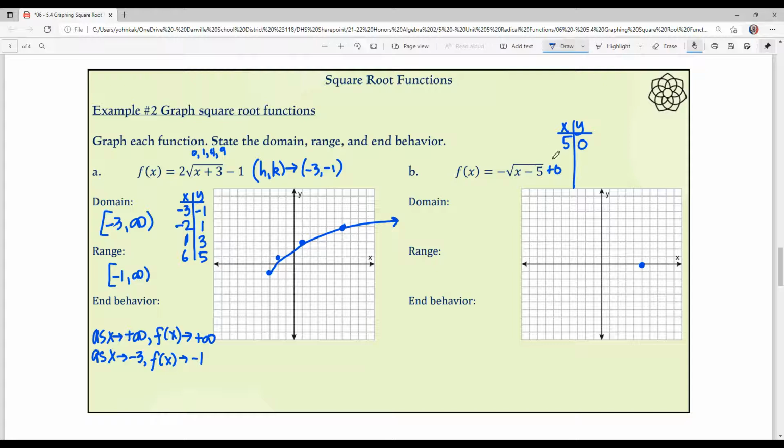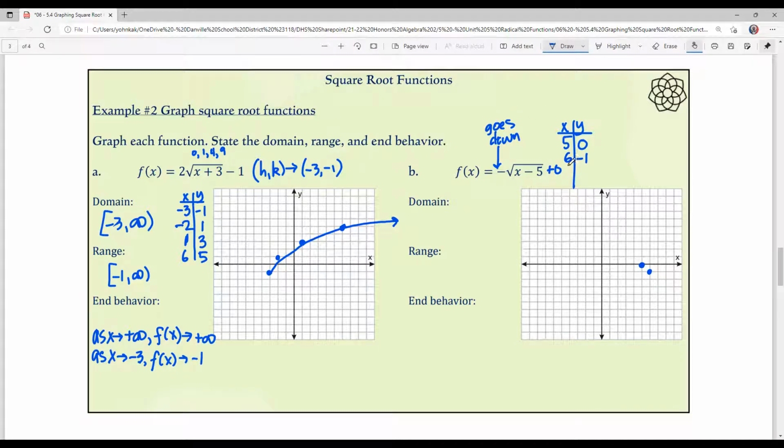Then I want to plug in 6 because 6 minus 5 is 1. The square root is 1. Attach a negative, you get (6, -1). Ooh, look what happens this time. Notice it's going down, and that's because of this negative here. That negative tells me that it's going to open down.